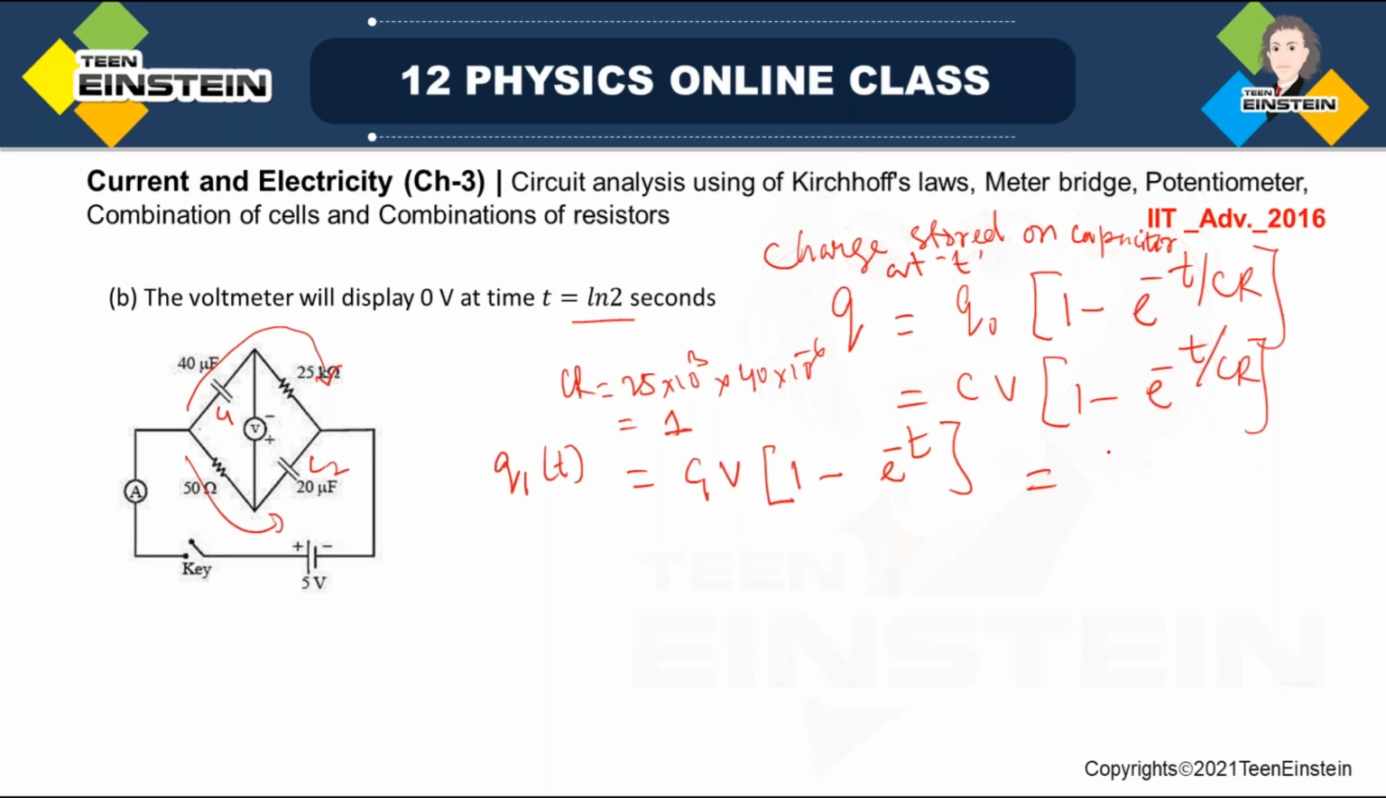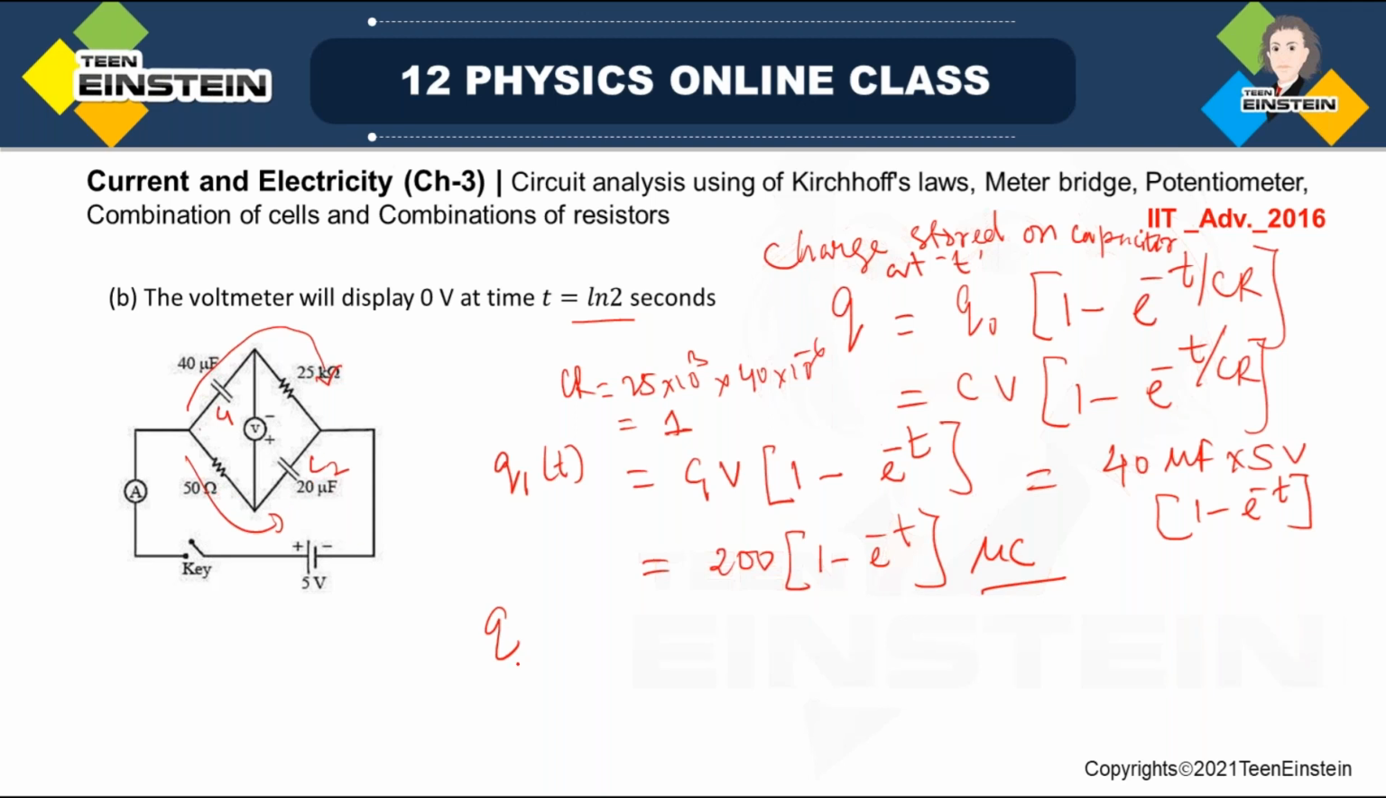And what is C1? C1 is 40 microfarad, and the voltage is 5 volt. Okay, whole into 1 minus e to the power minus t. So I can write Q1 as 200 whole into 1 minus e to the power minus t microcoulomb. This is one. Similarly, for this branch, suppose this is the capacitor C2. So for this branch, the charge on capacitor C2 after any time t, here also C into R will be 1 only. So it will be CV, which is 100, so 100 into 1 minus e to the power minus t microcoulomb.